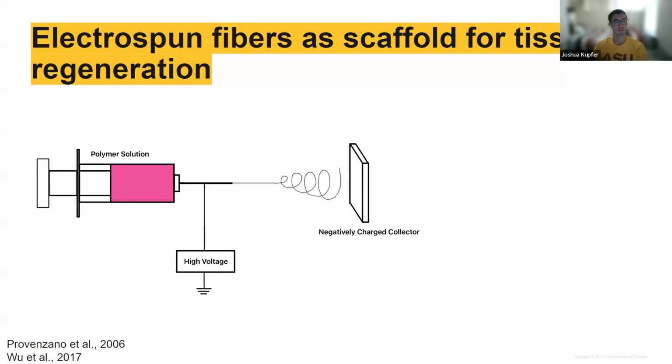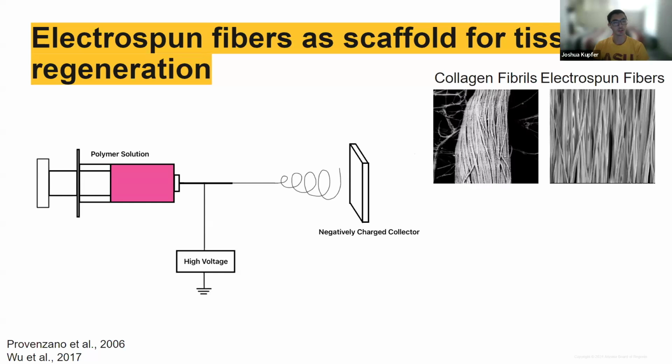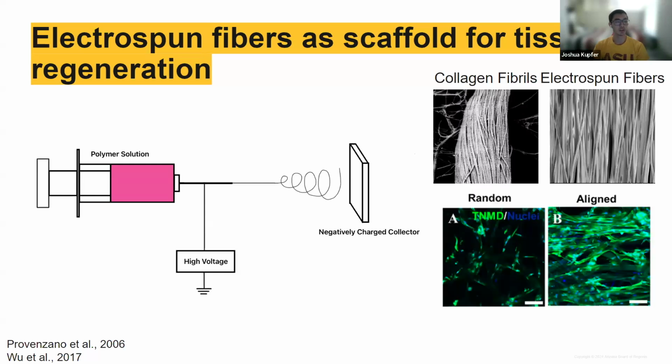nano scale. Electrospun fibers have been shown to closely mimic the fiber structure of tissues, such as in the collagen fibrils of tendons. These fibers can also direct cell morphology by causing cells to align along the fiber's paths.